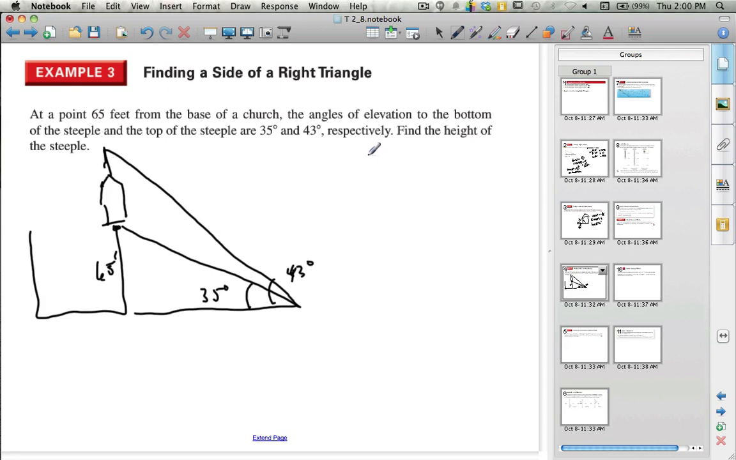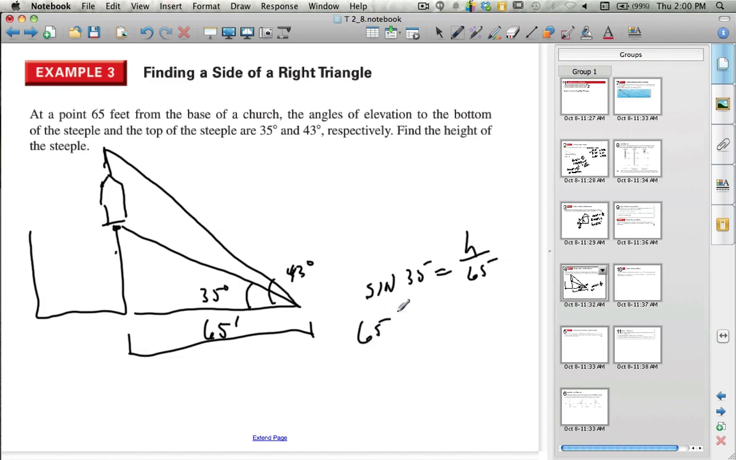Okay. And I realize in looking at this I've labeled it wrong. The point 65 feet from the base is here. This is 65 feet here. Okay, so I know that I can do the sine of 35 is equal to the height over 65. So 65 times the sine of 35 will equal the height.